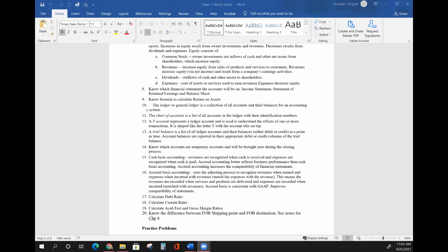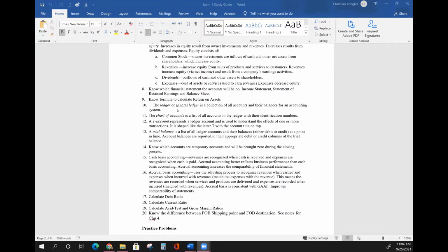All your formulas. This one's the return on assets, but there's a bunch of other ones that we did at the end of the chapters. We've got the debt ratio, current ratio, asset test, gross margin ratio. Know how to do those, because I'll put a problem on there that you'll have to know how to use the information to give me an answer.